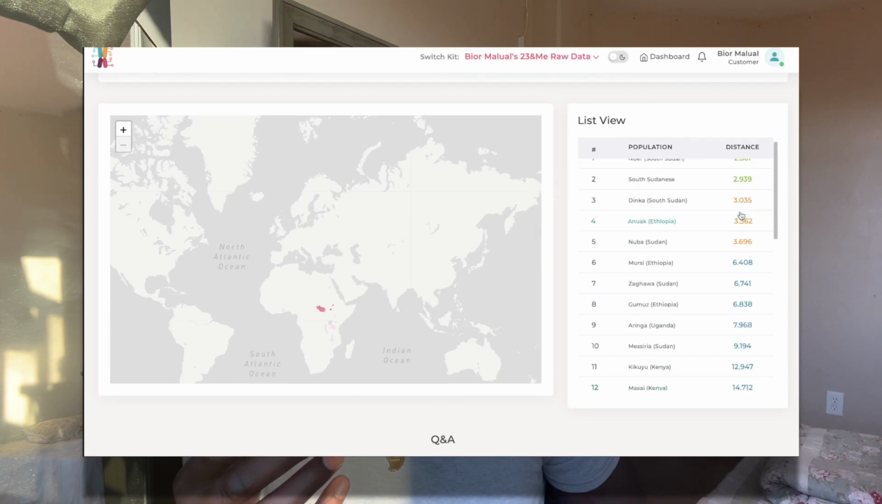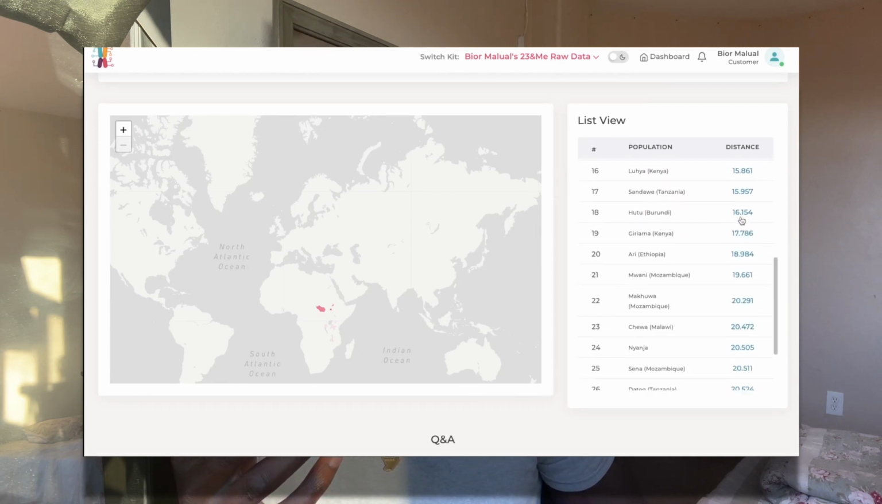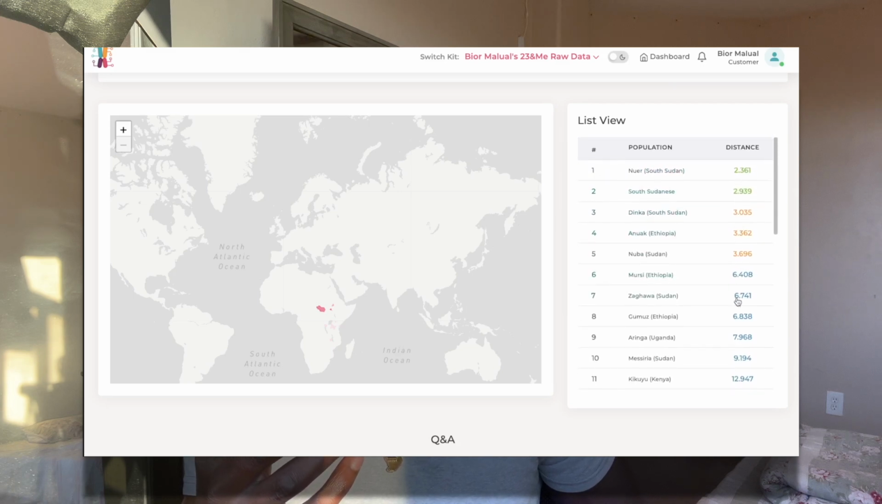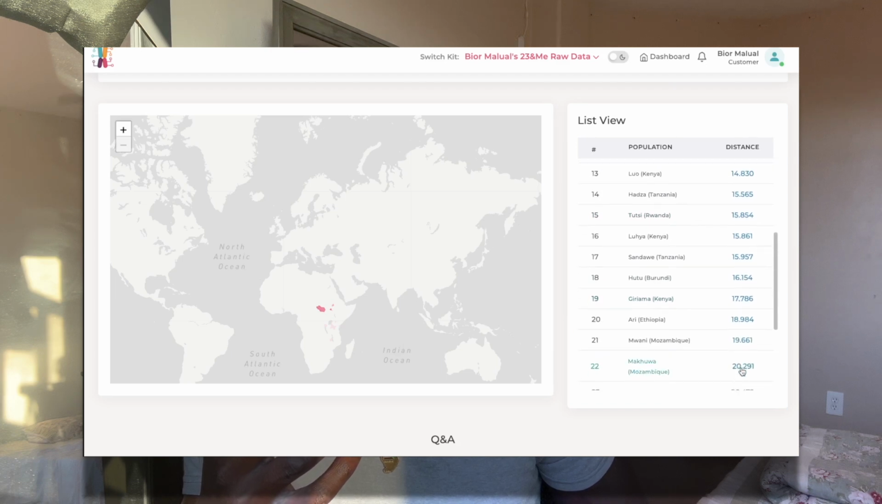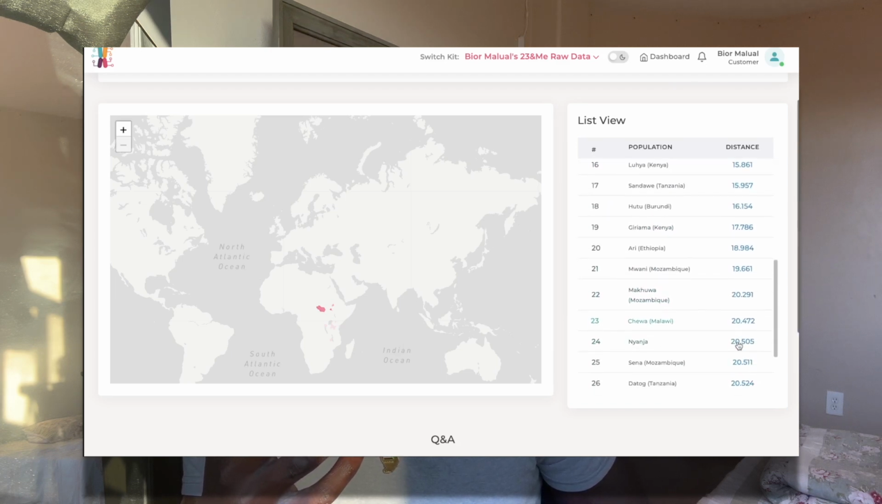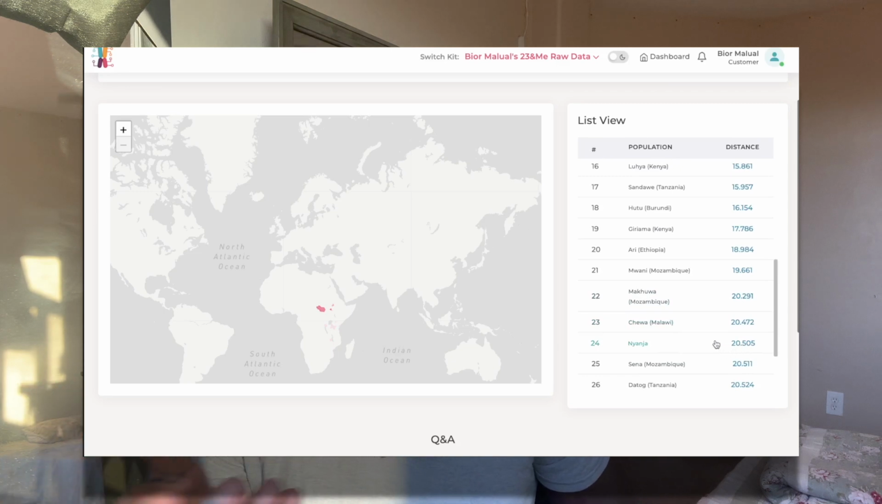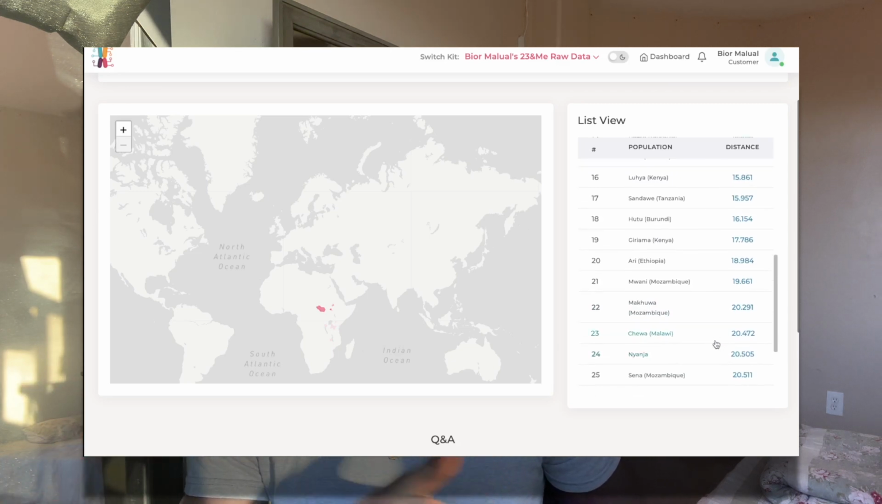Mandinka, Gambia, and it shows the distance. So this is how close they are to you. All these groups I'm kind of close to. Once you get to like 20, you can still be close to them. It really depends on the ethnic group because context is everything, right?